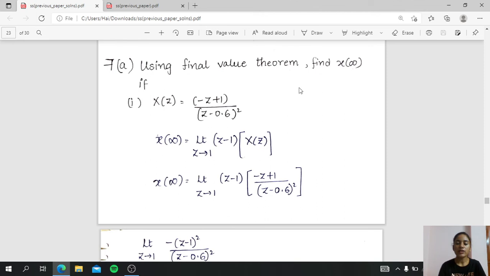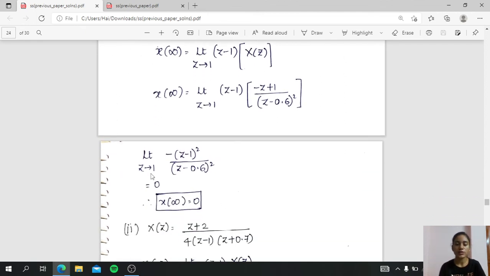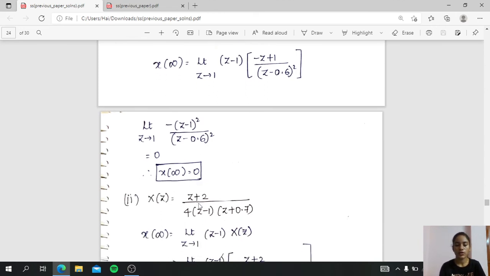Next, using the final value theorem, find x of infinity if X of z is given. Okay, X of z is given and you need to find x of infinity. The formula for x of infinity is limit z tends to 1, z minus 1 into X of z. So your X of z is given in the question, substitute it here. And now with limit z tends to 1, substitute z is equal to 1 in this equation, and your answer will be 0. So your x of infinity is 0.